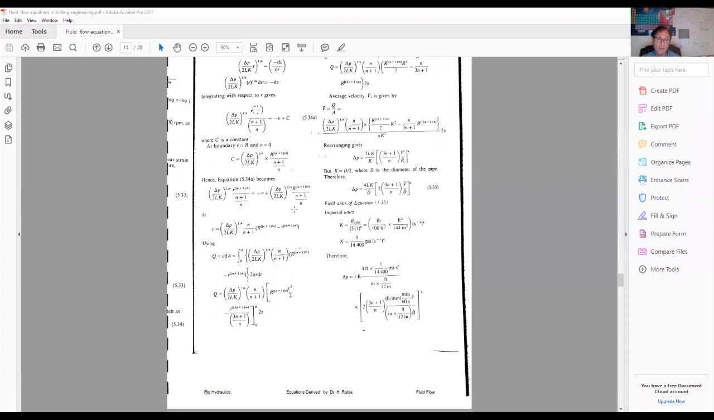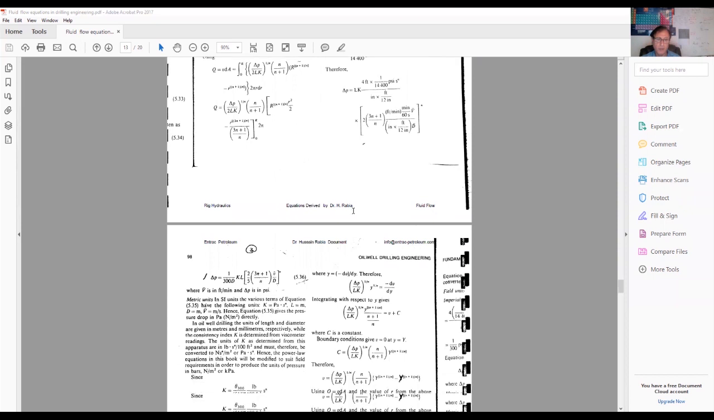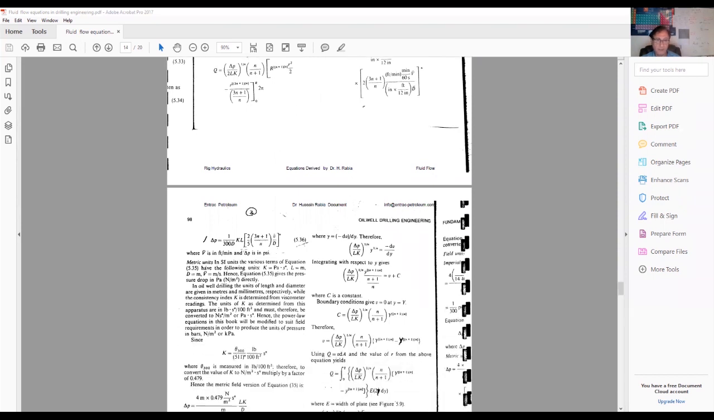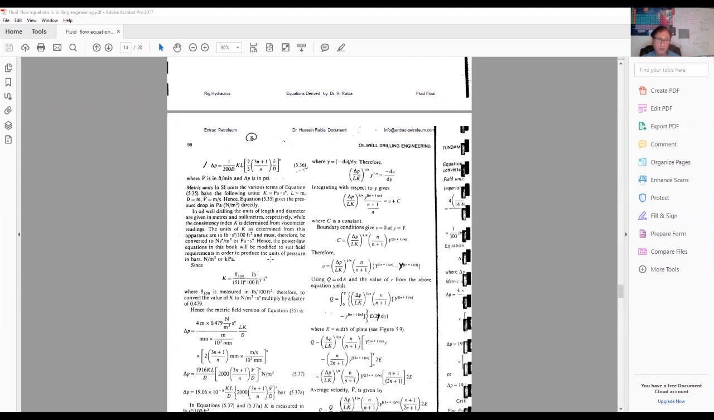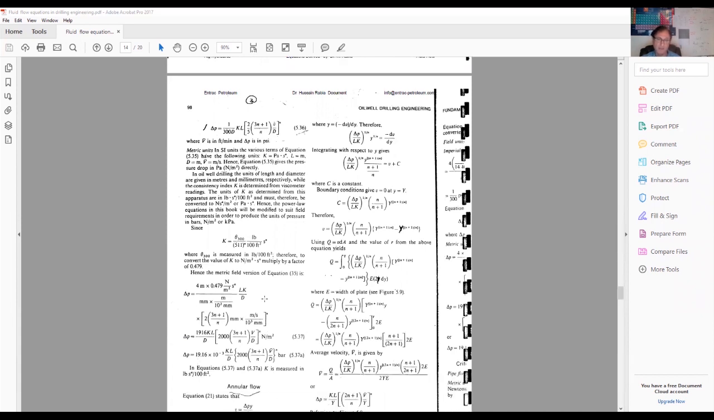And if you continue with the simplification, you end up with a very nice equation here, which gives you the pressure drop in pipes, assuming the flow is laminar and obeys the power law model. You can see, it's quite a mouthful. Okay, and I've shown you how you do the conversion for the field units and for the metric units. So I'm not going to go through that.